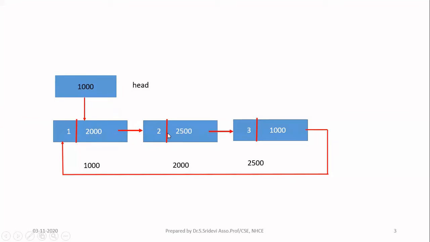You can start from any node and access all the remaining nodes. For example, I am starting from node 2. In a single linked list, you cannot access node 1 from node 2 because you have a pointer in only one direction. But if you have a circular linked list, starting from node 2, if I want to access node 1, first I will go to node 3, then through node 3, I will come back to node 1. So I can access any node from any place. And the address of the first node, which is 1000, is stored in the head pointer.